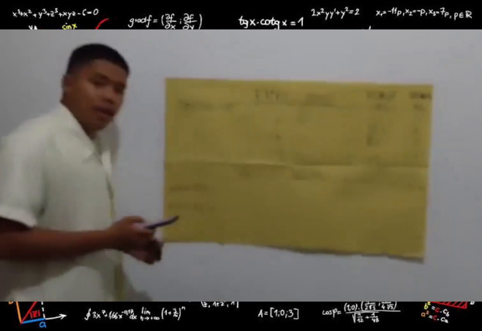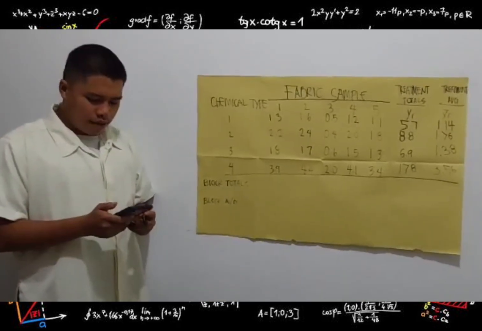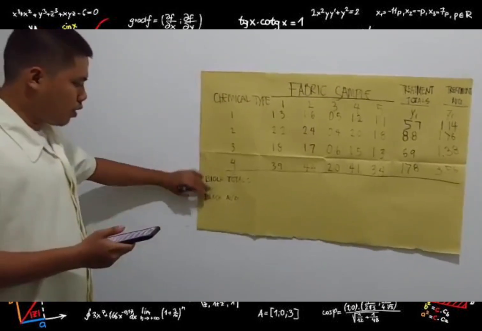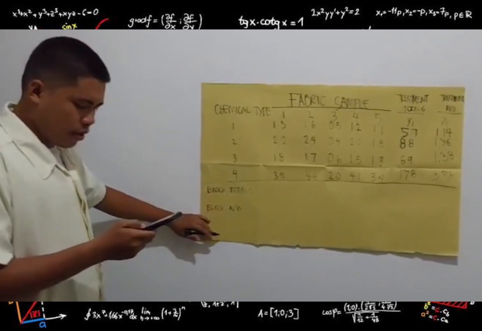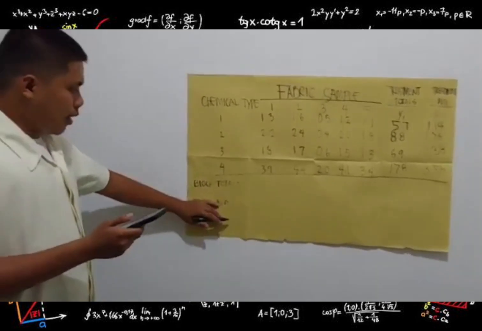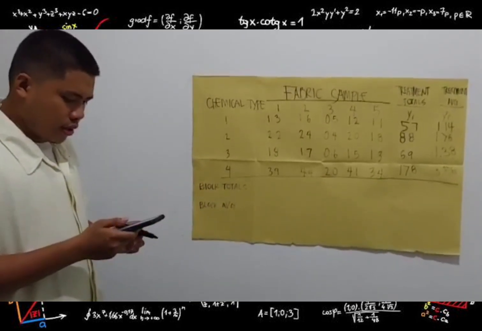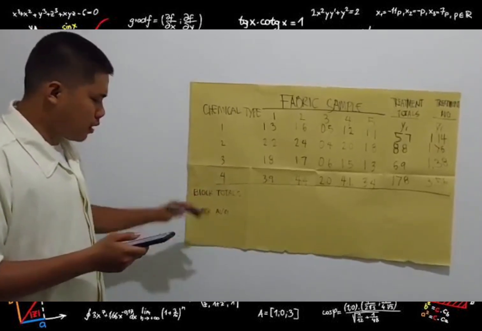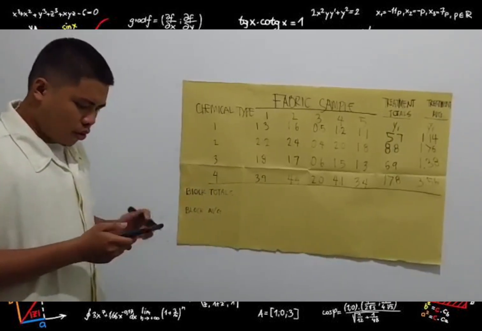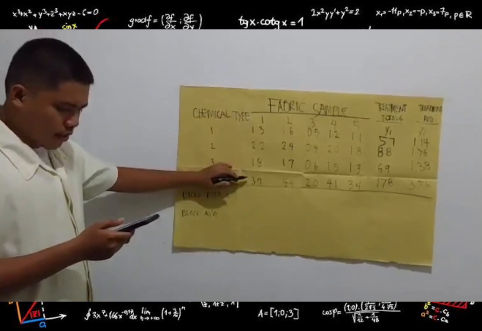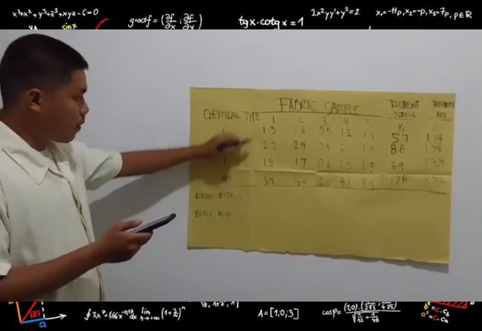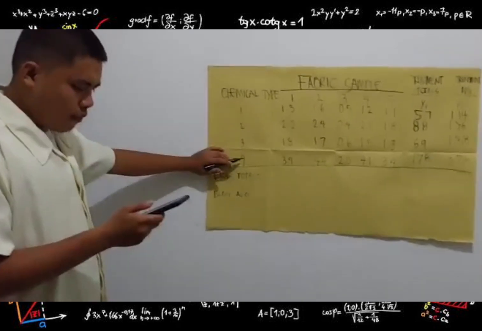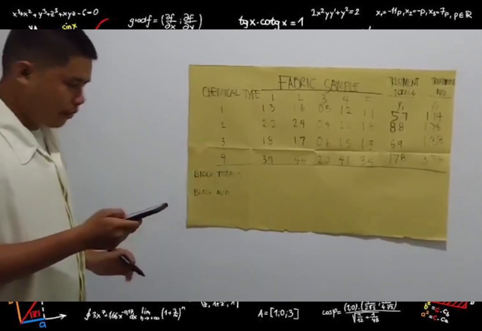Now we have the treatment totals and treatment averages. And now we move to the block totals and the block averages. In getting the block totals and the block averages, we also add the fabric strength measurements for each fabric sample and we divide it by the total number of chemicals.